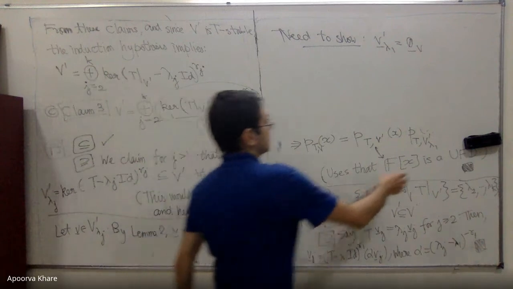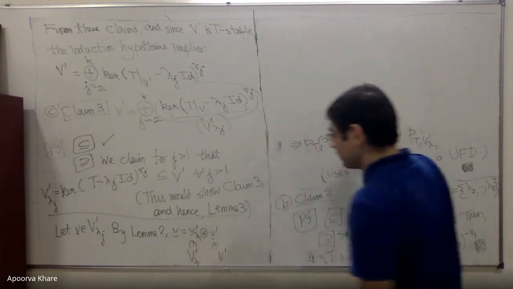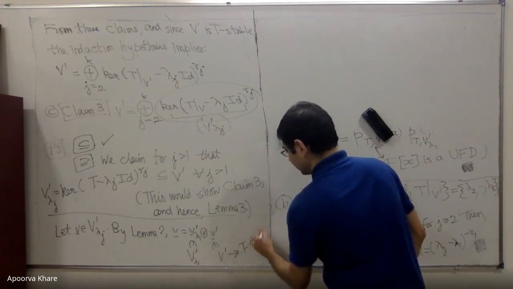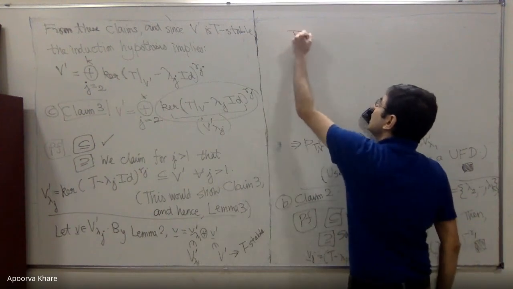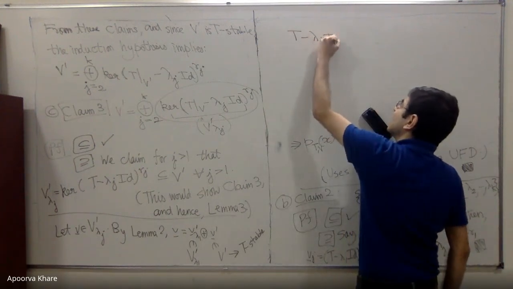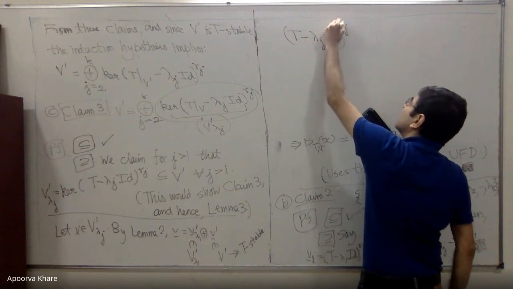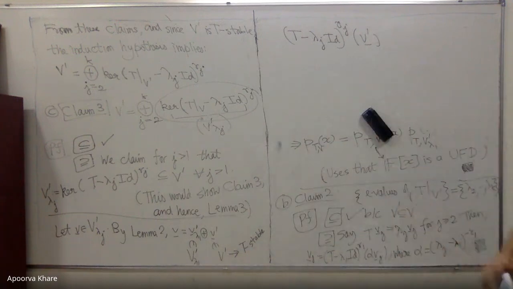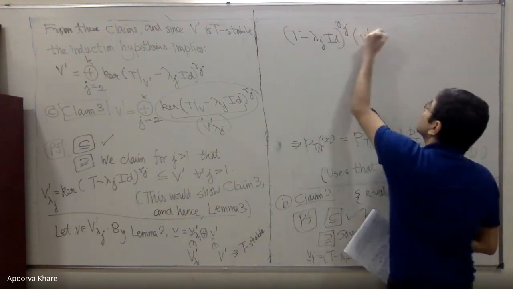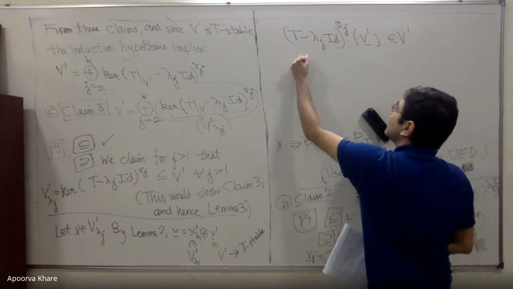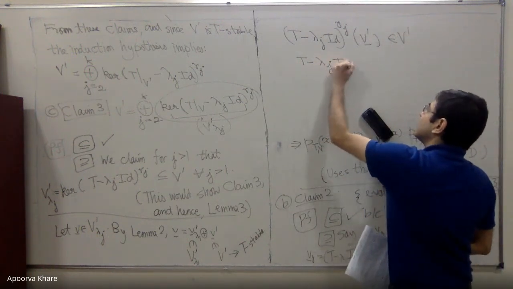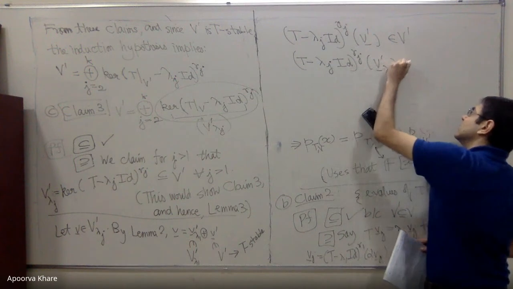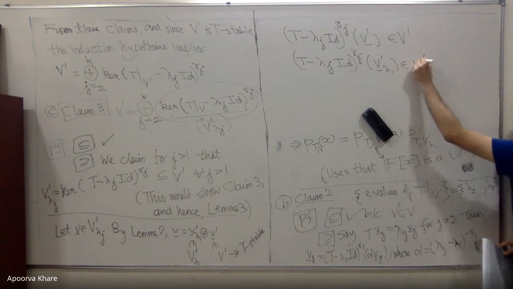Now, I think there is some more subtlety to be done here. Remember that both of these are T stable. So in particular, if I look at T minus lambda j identity to the Rj and apply it to V prime, because this is T stable, this thing is still in V prime. And similarly, T minus lambda j identity to the Rj applied to V prime lambda 1 is again, because it is T stable, still in V prime lambda 1. Okay?